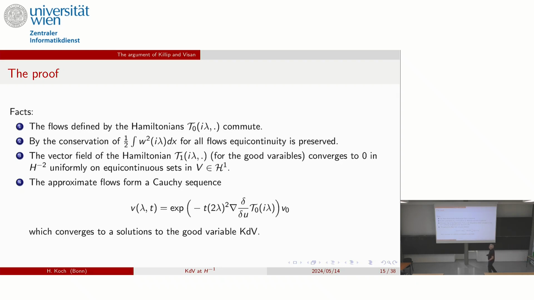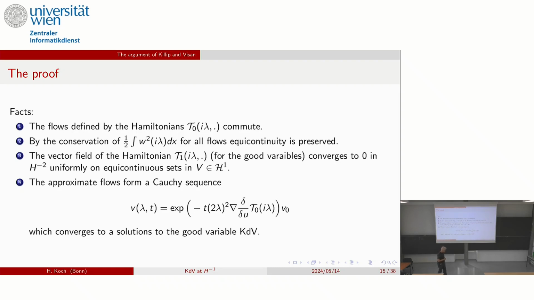The vector field of the Hamiltonian, T-1, converges to 0 uniformly. So that's what I told you, that if you have regular enough functions, then this T1 behaves like the spectral parameter to the -2. So that decays, for regular data, it decays very fast. For not so regular data, it decays still.